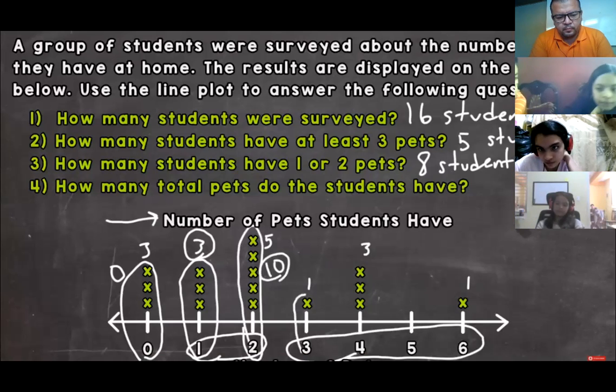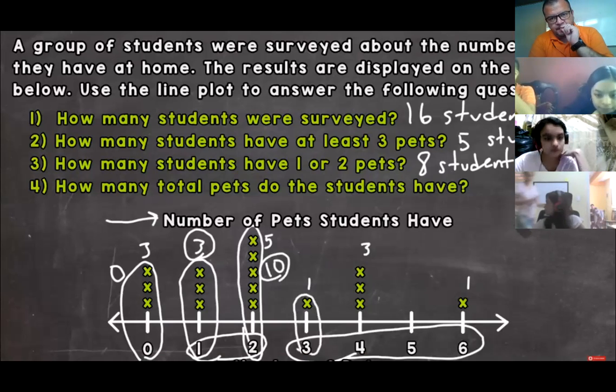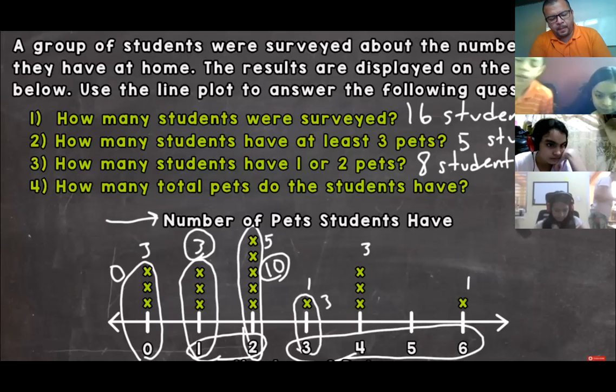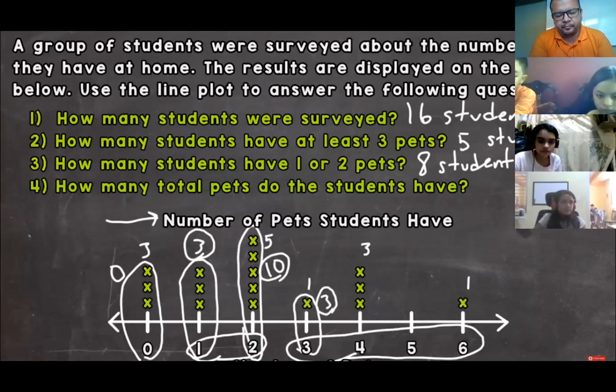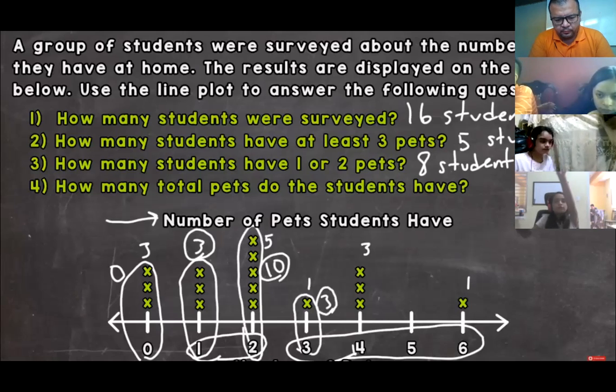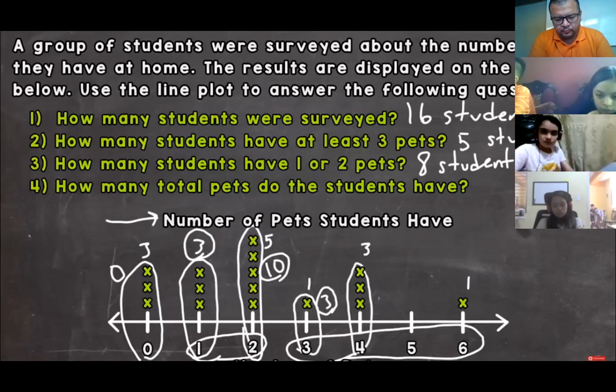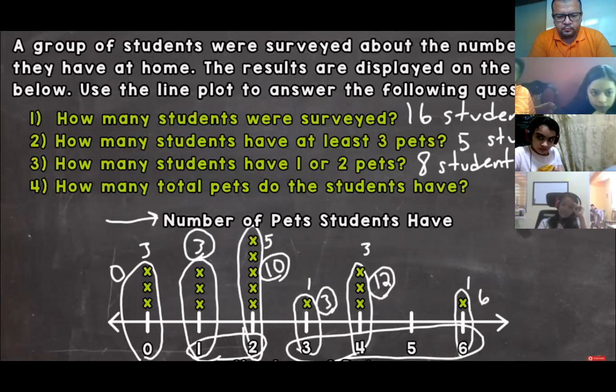Then for 3 pets, we have 1 student with 3 pets. So the value of that X in terms of pets is 3. 4 pets, well, 3 students have 4 pets. So that's a total of 12. And then lastly, we have 1 student with 6 pets. So that holds a value of 6.